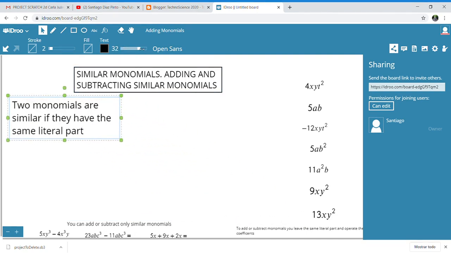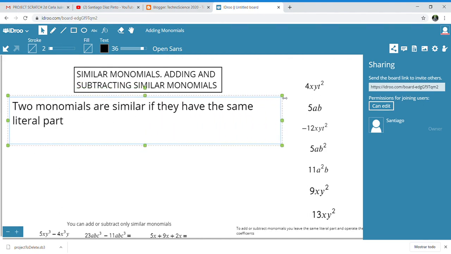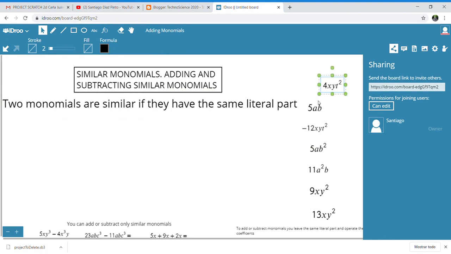Similar monomials are those monomials that have the same literal part. That's it. So two monomials are similar only in the case they have the same literal part. Remember what the literal part is.